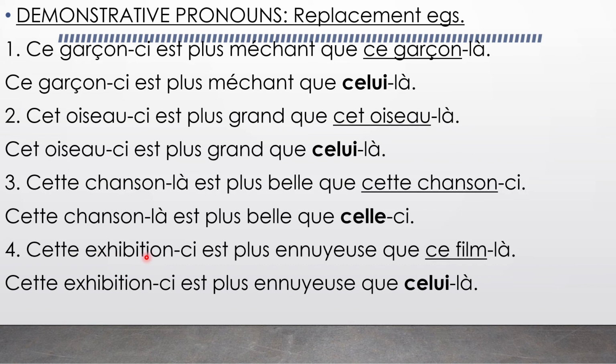Cette exhibition-ci est plus ennuyeuse que ce film-là. This exhibition is more boring than that film. You want to say this exhibition is more boring than that one. You don't want to say film, you just want to say that one. So you would replace it with the appropriate pronoun, which would be celui, because film is le film, masculine singular. So cette exhibition-ci est plus ennuyeuse que celui-là. This exhibition is more boring than that one.